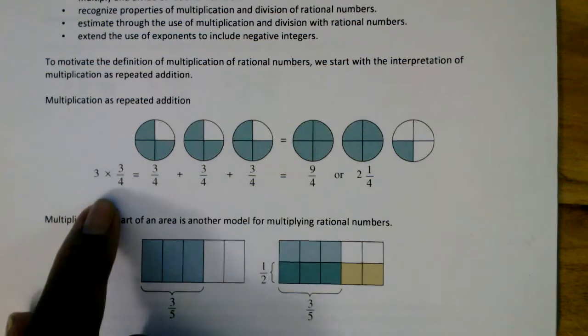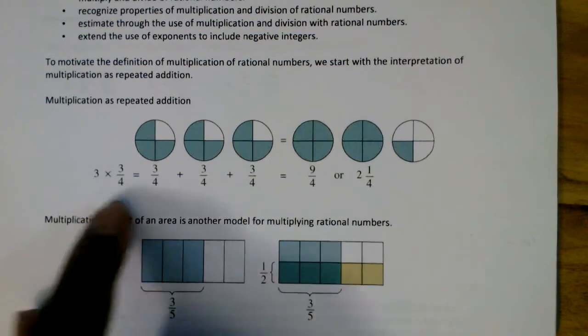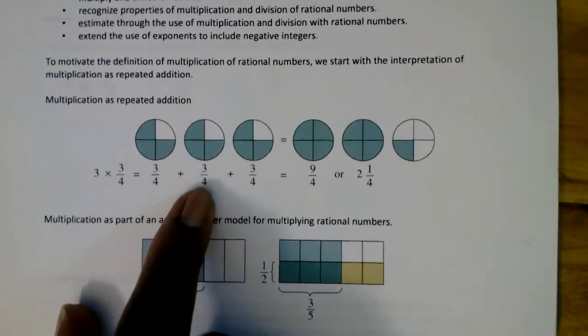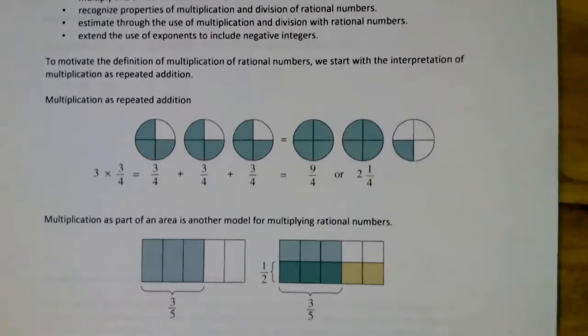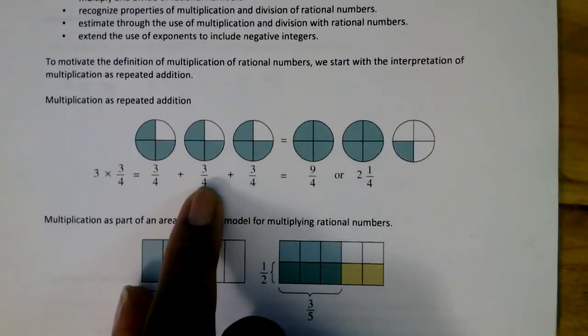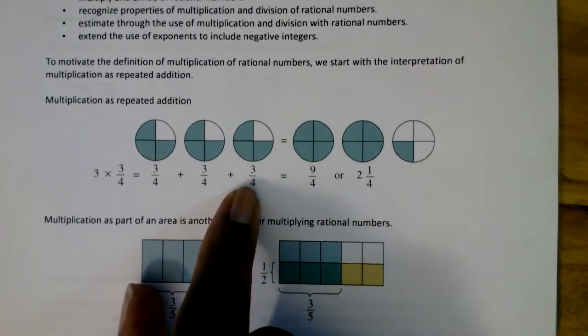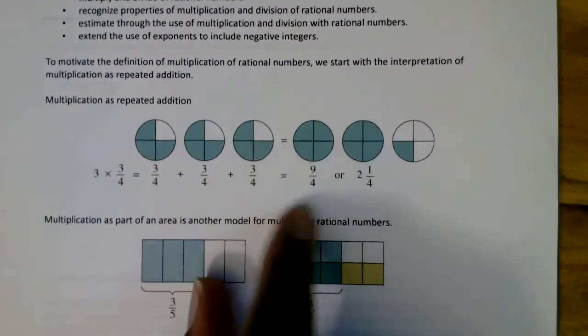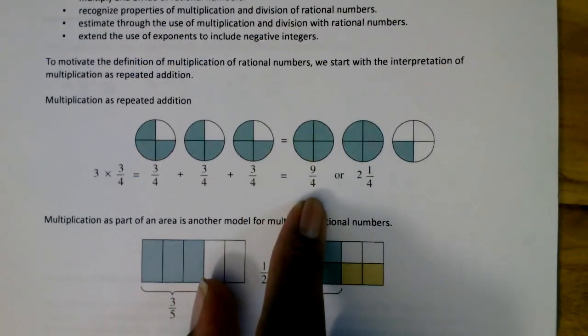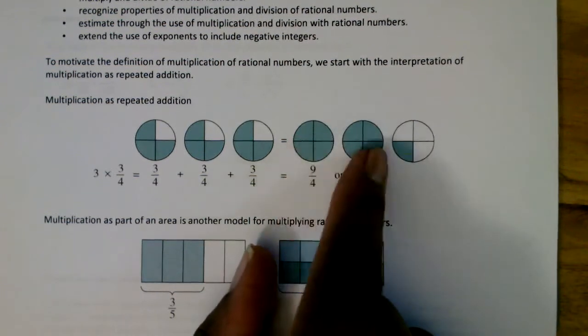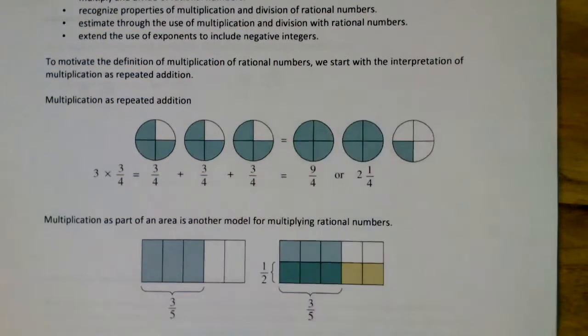So like 3 times 3/4. That's the same as taking 3/4 and adding it 3 times. So 3/4 plus another 3/4 and another 3/4 ends up being 9/4. Now, 9/4 is this. We got 2 wholes with 1/4 left over. So it'll be 2 1/4 for 3 times 3/4.